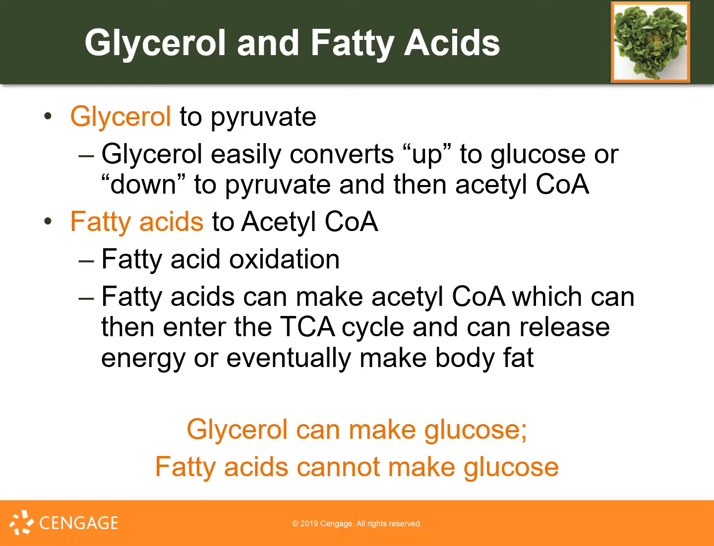Fatty acids to acetyl-CoA occurs through fatty acid oxidation. Fatty acid oxidation is when fatty acids are taken apart. 2 carbons are split from the fatty acid at a time, and the 2-carbon fragment combines with a molecule of CoA to form acetyl-CoA. As we know, acetyl-CoA cannot make glucose, and therefore fatty acids cannot make glucose. Glycerol can make glucose, fatty acids cannot make glucose.